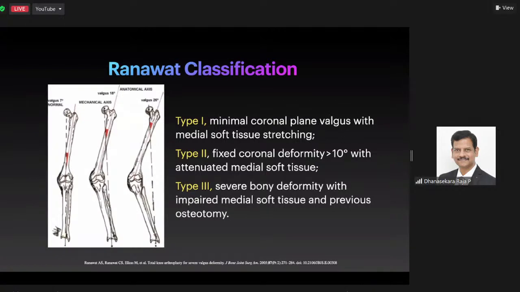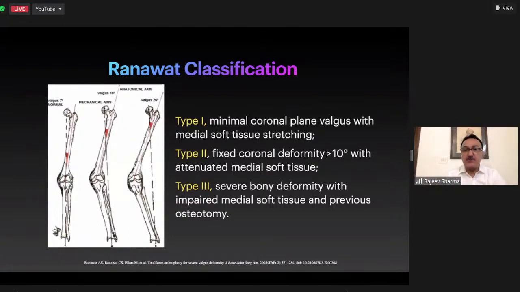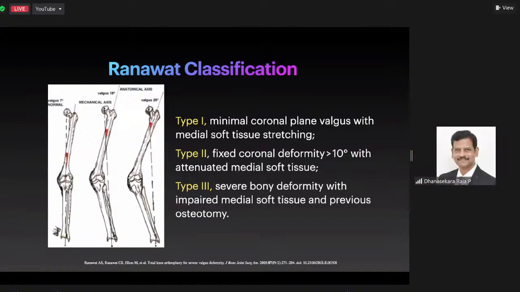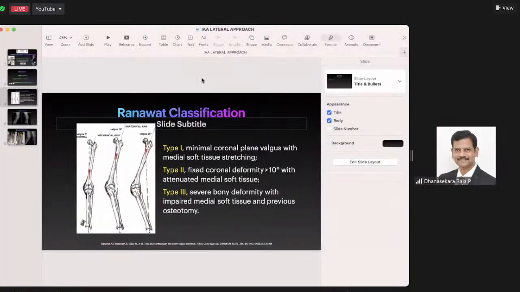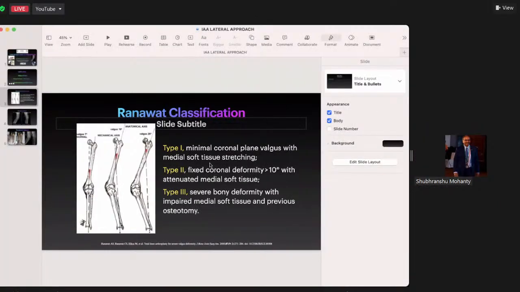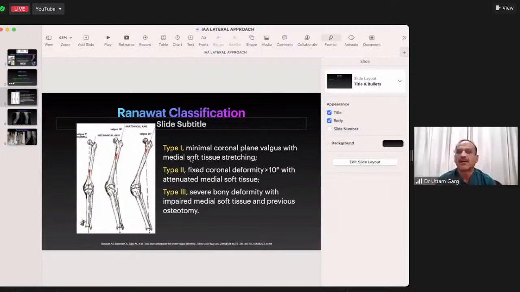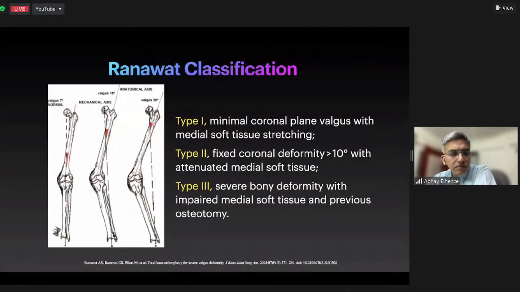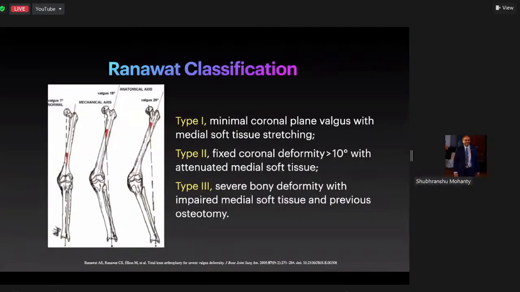Chandrasekhar, we are not able to listen to you. Neither are the slides moving. Okay, I'm able to listen to him. He's audible and visible also. Yeah, his slides are moving and we can hear him. We can hear you. Rajiv, there might be something with your net.